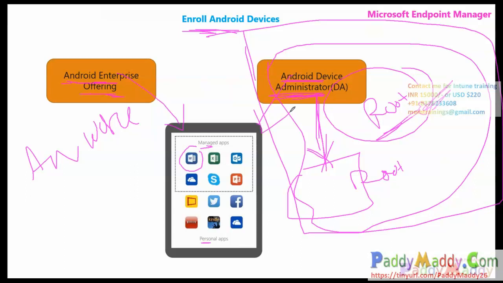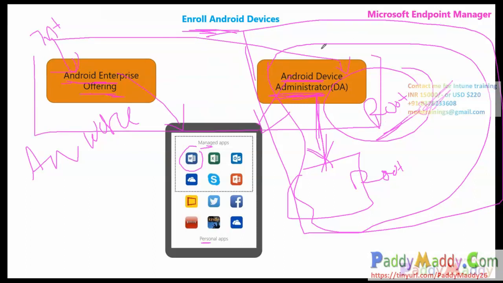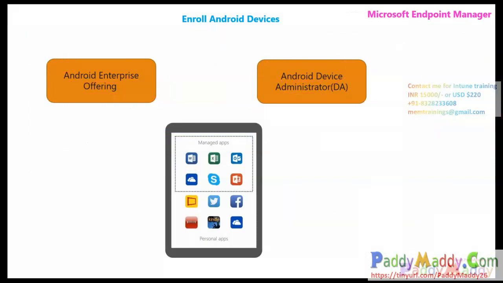Now why we are talking about all of this is because Intune will fit on top of this, either the enterprise offering or your DA. So this has nothing to do with Microsoft. It has to do with the Android operating system. Now, what is the direction that Google is taking? Google is saying that you just have to go for the Android enterprise offering. Don't go for DA. So that's their model.